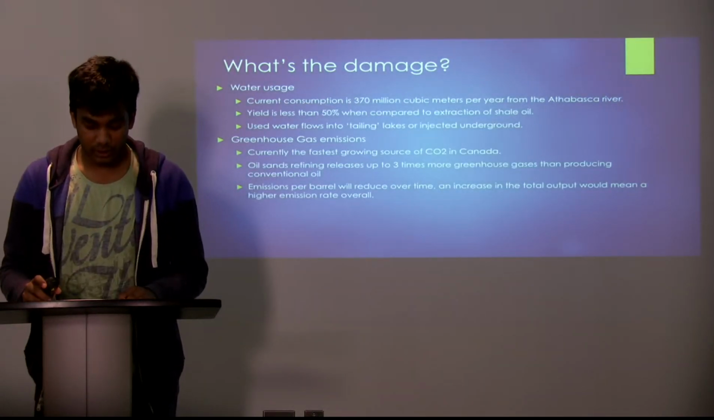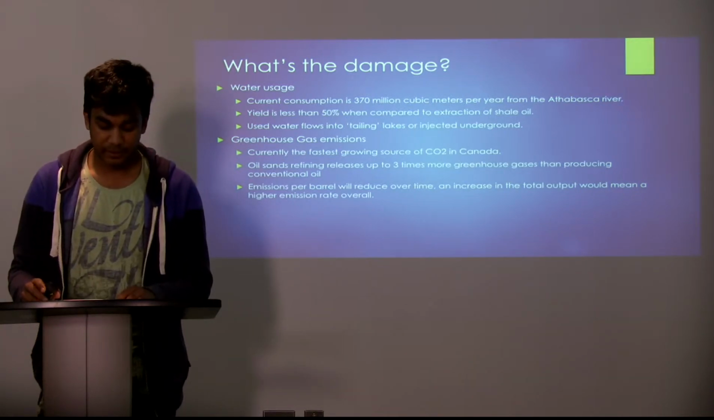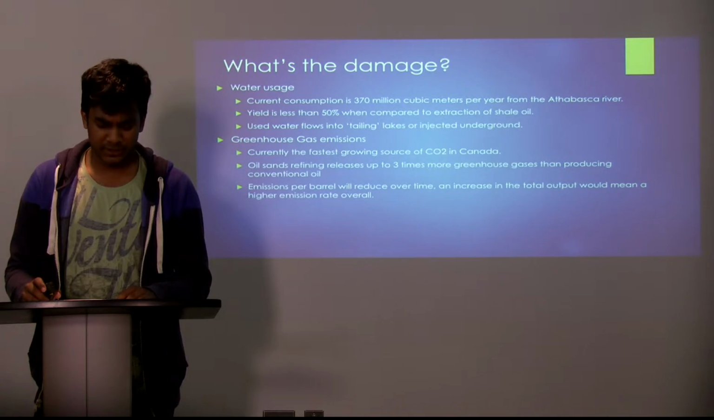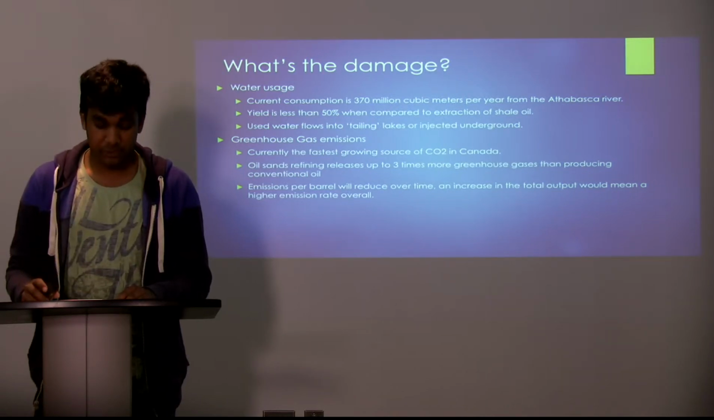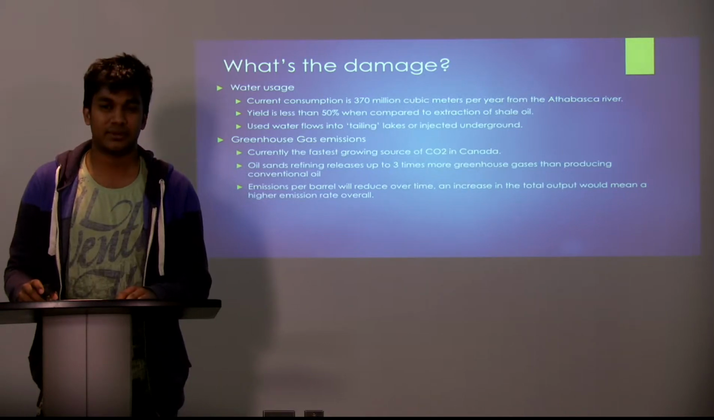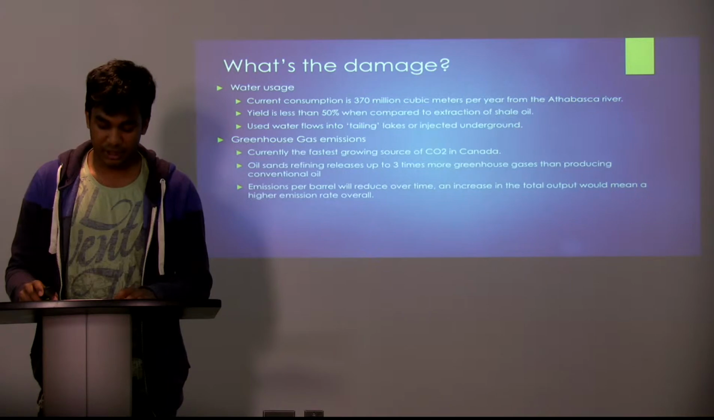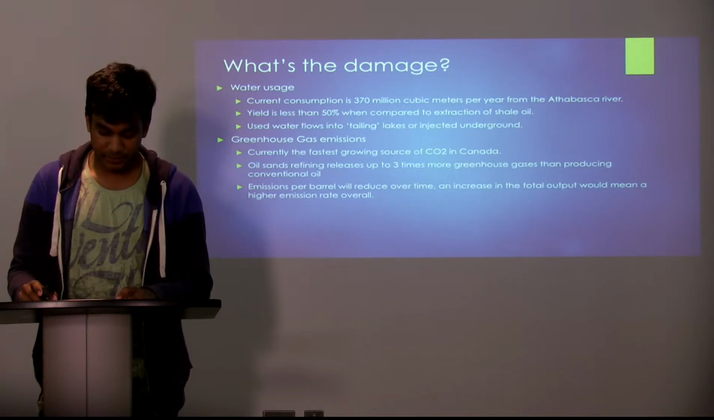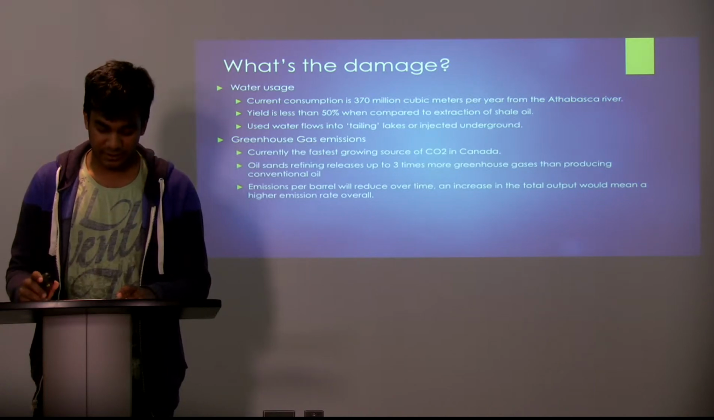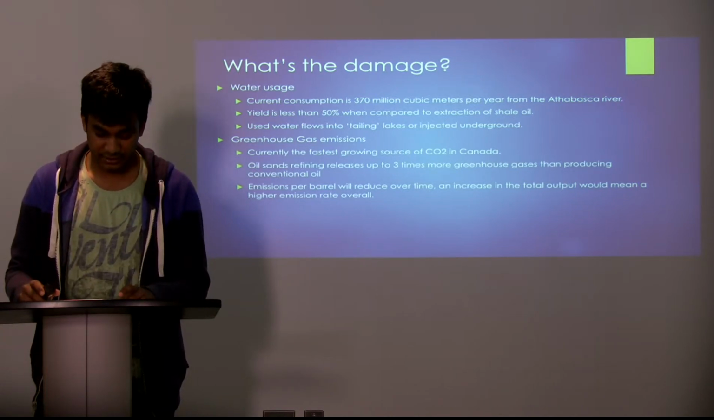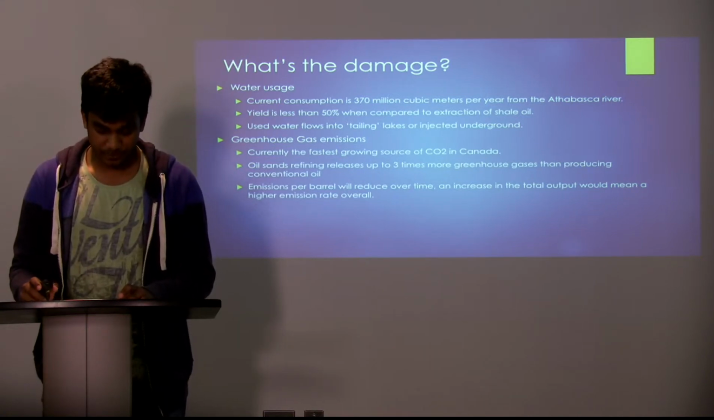Firstly, current water consumption is at 370 million cubic meters per year. A huge volume of this is collected from the neighboring Athabasca River. Mining requires a net volume of 2.4 barrels of freshwater to extract and refine 1 barrel of bitumen. This is almost double that of conventional oil extraction and refining. However, this is also just a rough estimate, as it's very difficult to quantify the actual value because of the various oil sands and various refining techniques used.